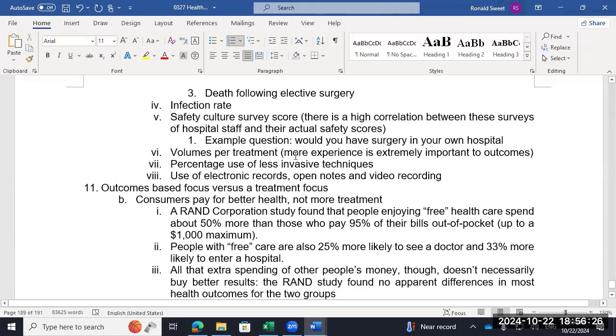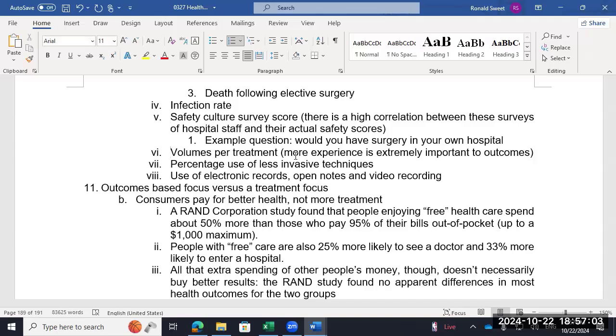Your safety culture score. Nurses are incredibly honest on these surveys. They actually tell the truth. One of the questions they ask nurses, would you have surgery in your hospital? Wouldn't you love to know the information? If 80% of nurses say no, would you want to go to that hospital? I tell you, nurses know more than anybody else. If you know a nurse at a hospital, that's the person you want to ask. They know. I have a friend that was a nurse, and the stories she would tell about the surgeons, it just scares you to death.